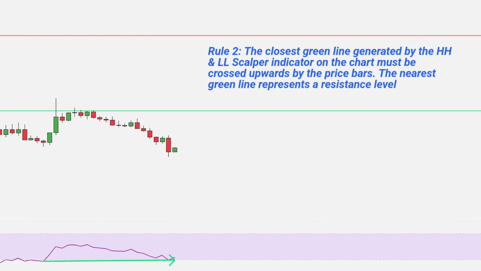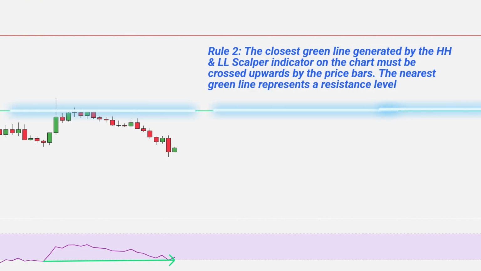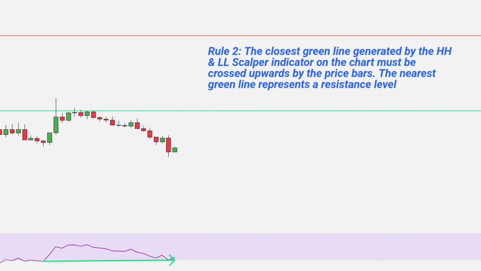Rule 2. Moving on to the next rule, focus on the HH LL scalper indicator on the chart. You should see the price bars crossing below the nearest red line generated by this indicator. This red line serves as a support level.